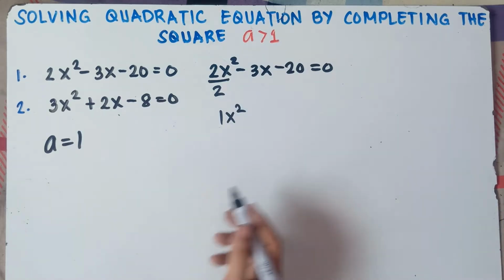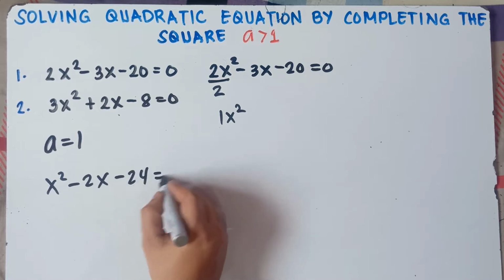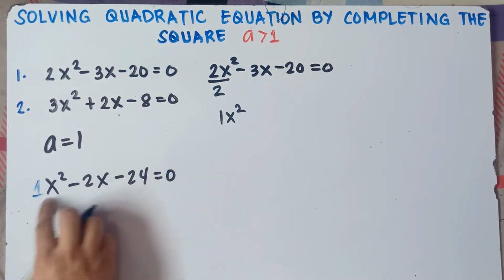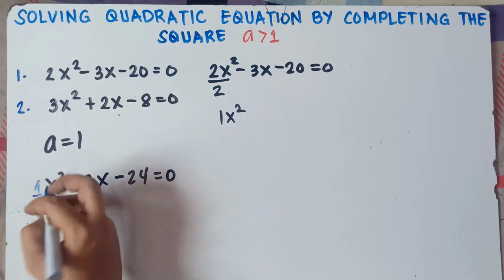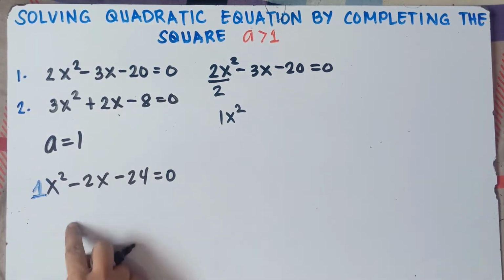Once again, class, in completing the square, for example x squared minus 2x minus 24 equals 0, we can actually do the completing the square because the value of a is just 1. We have 1x squared. Understand that there's a 1 here, class. If you don't see any number, understand that there's a 1 here. So if this is 1x squared, we can do the completing the square.